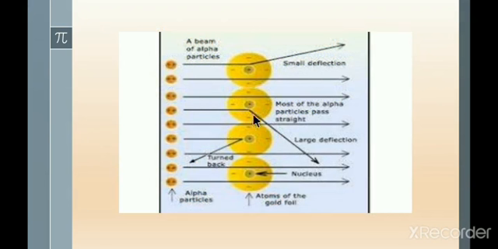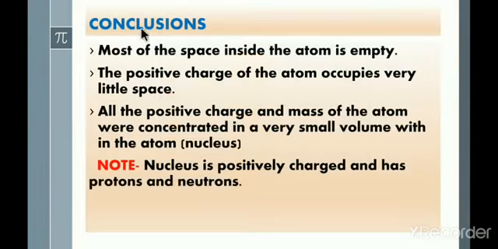Students, this is the diagram of Rutherford's gold foil alpha particle scattering experiment in which the 3 observations have been depicted. Conclusions. Number 1. From the first observation, Rutherford concluded that most of the space inside the atom is empty. Just like on an empty road, we can move straight without any hindrance. Similarly, alpha particles were going straight because most of the space inside the atom is empty.